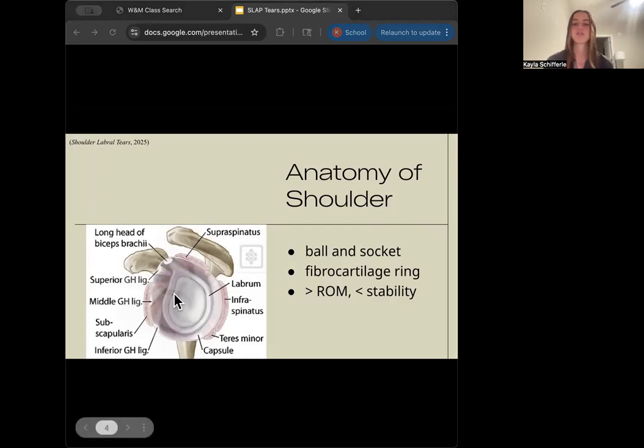glenohumeral joints are synovial ball and socket joints that connect the head of the humerus, which is your upper arm bone, to the glenoid fossa, a shallow socket in the shoulder. The labrum deepens the glenoid fossa and reinforces stability at the joint. The shoulder has a large range of motion. However, what it makes up for in movement, it lacks in stability, leaving the joint vulnerable to injury.